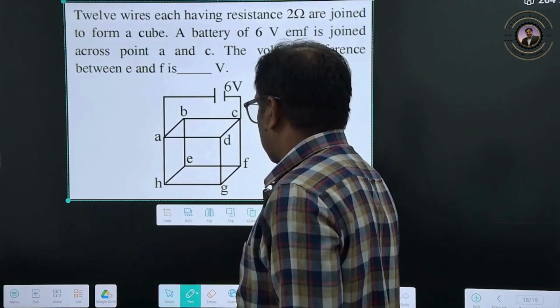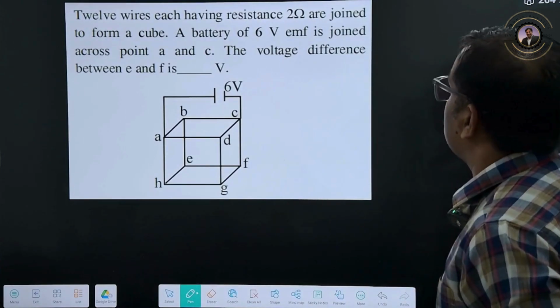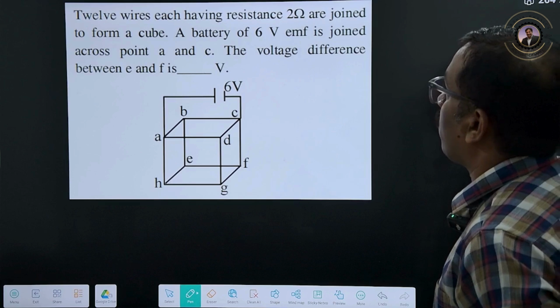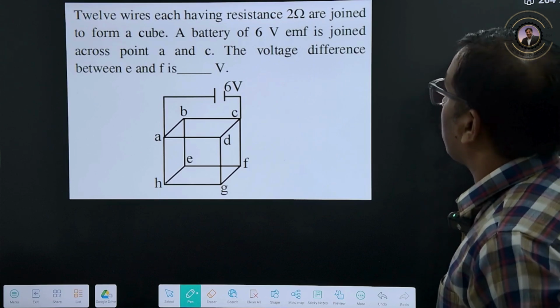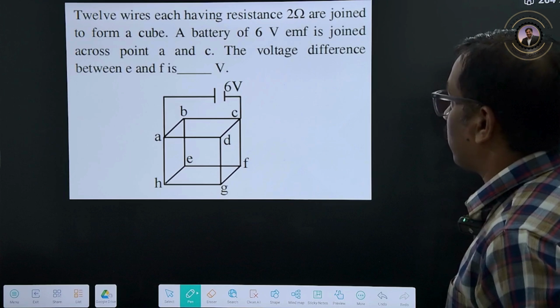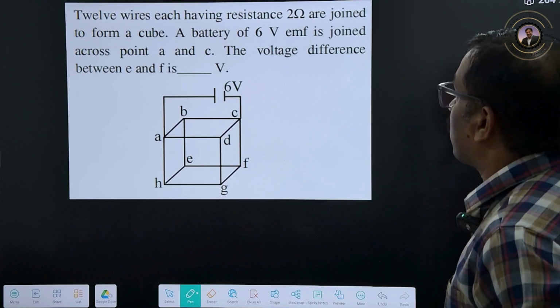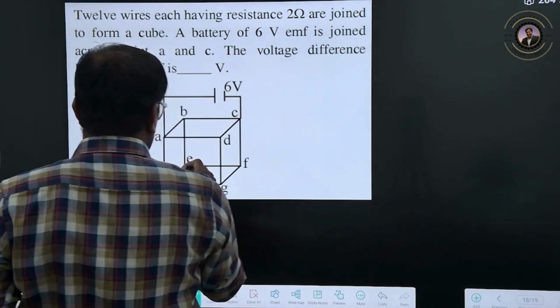Here 12 wires are there, each having a resistance of 2 ohms, joined to form a cube. Right. Therefore, a 6 volt battery EMF is joined across the points A and C, the face diagonal. Now he is asking for the potential difference between E and F, this one now.